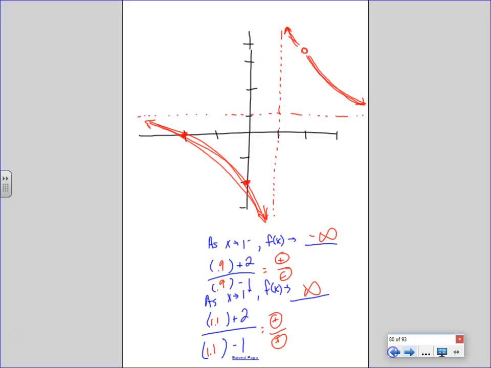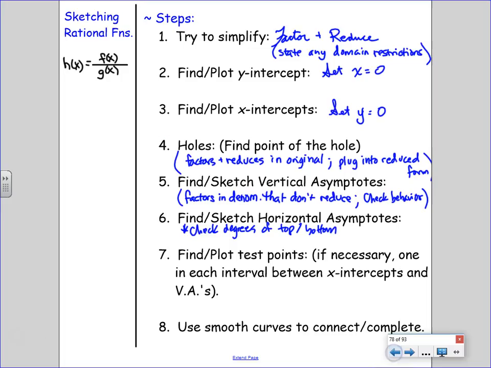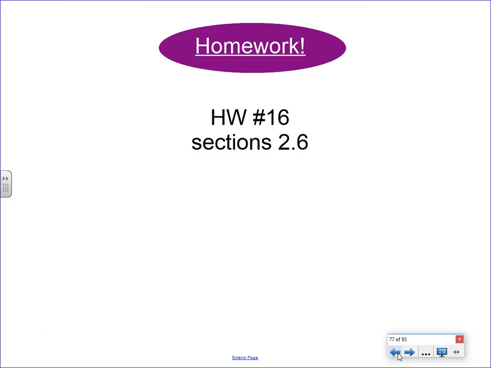But I just said, if necessary, in your notes, right? Because we didn't really need it in this one. And then last but not least, use smooth curves to connect, complete. The only time you'll have sharp turns would be maybe something with an absolute value or some other funny functions that you're not going to see right now. With this, oh my goodness, I think we're done.